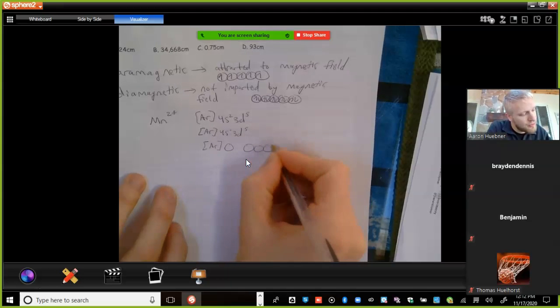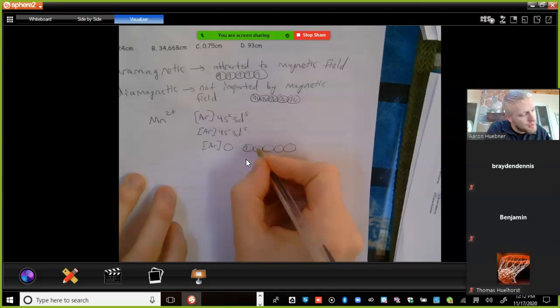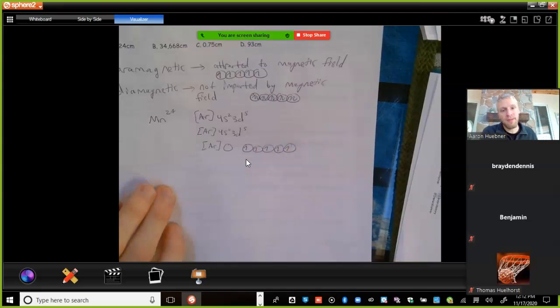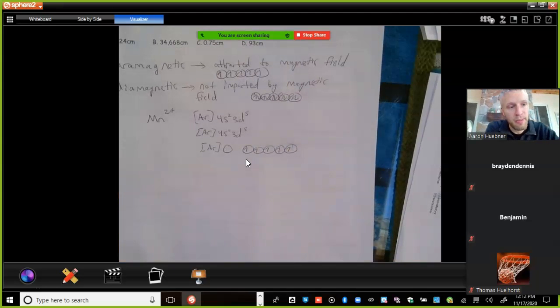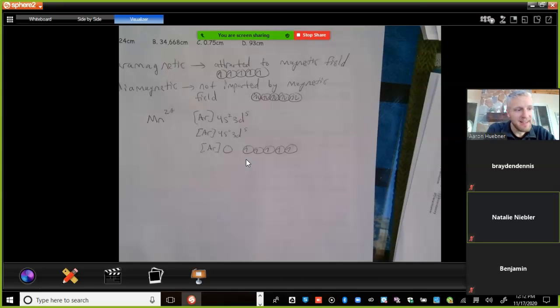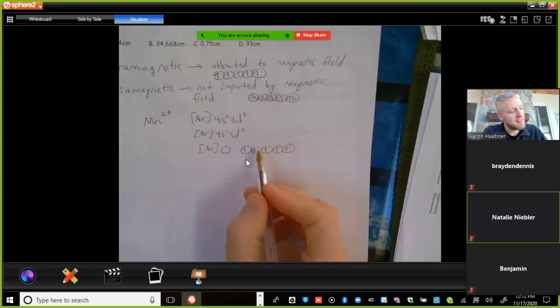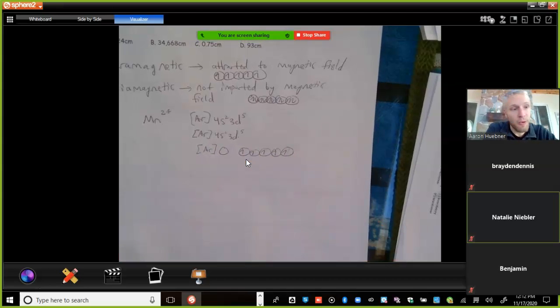And then we've got 1, 2, 3, 4, 5, and 1, 2, 3, 4, 5, because we have to follow Hund's rule: fill in each suborbital with 1 electron before we pair them up. And the question is, is this paramagnetic, diamagnetic, or just slightly paramagnetic? Do you think it would be attracted to the magnet, or not at all, or maybe a little bit? Paramagnetic, you got it, because it's got a lot of unpaired electrons in that d orbital.